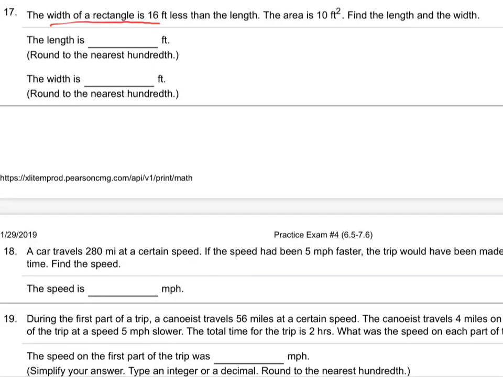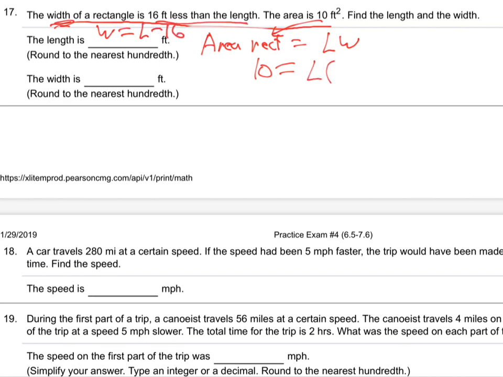The width of a rectangle is 16 feet less than the length. The area is 10. Okay. So for a rectangle, the area of a rectangle is length times width. So area 10. The width is 16 less than the length, so it's length minus 16. So plug in for W. The width right there is L minus 16. See how width equals L minus 16?